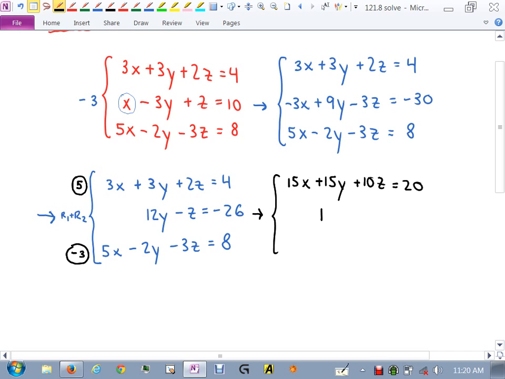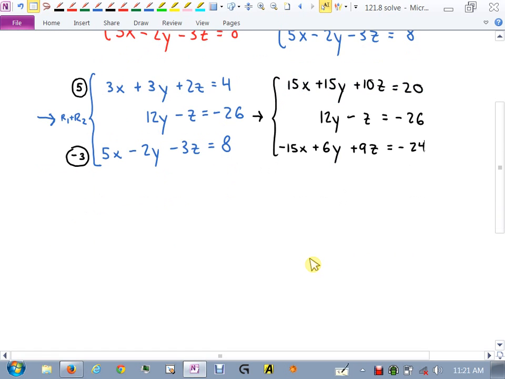Nothing. I'm not messing with it, right? Because I already have it where I want it. The second row has just y and z in it, and that's what I wanted. Okay, so now my last row here is going to be -15x plus 6y plus 9z equals -24. We all okay with this? All I did there was multiply through.